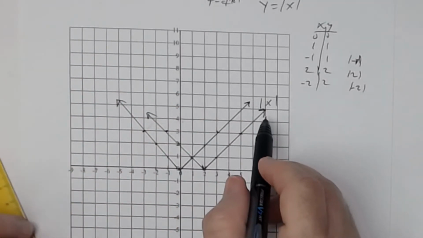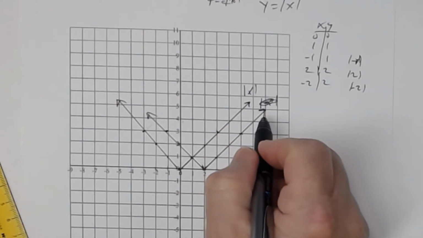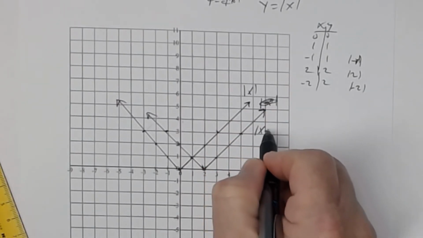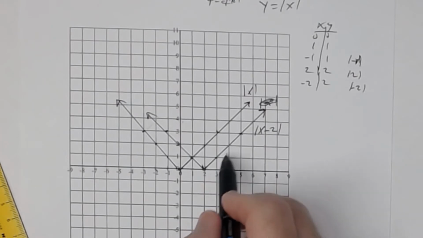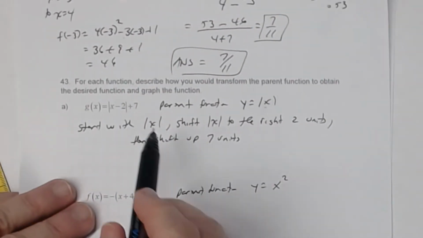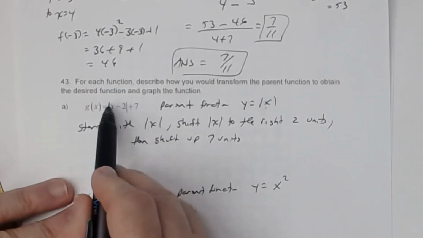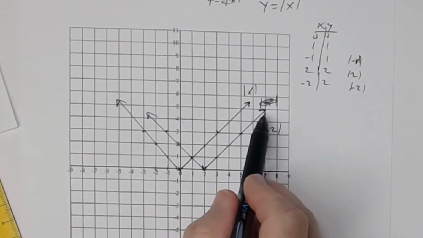All right, now you've got to label this. So this one here is absolute value of x. This here is absolute value of x minus 2. So make sure you label this correctly. So this part right here represents this piece right here. So this piece of g of x right here is this.